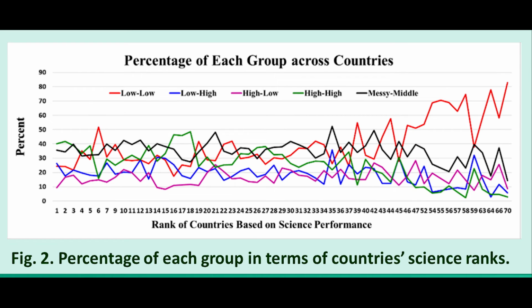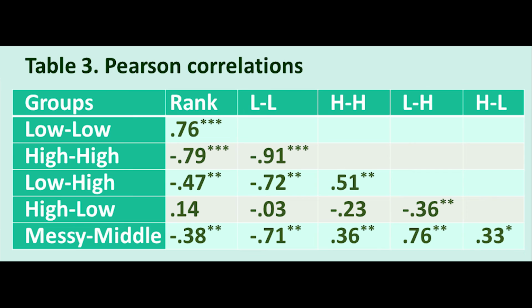Figure 2 further demonstrated that inconsistent performance existed in each country, but the percentage depended on the average science performance of the country. Table 3 shows Pearson correlations between the rank of science performance and the percentage of students in each group. A significant negative correlation was found between the rank and the percentage of inconsistent performers.